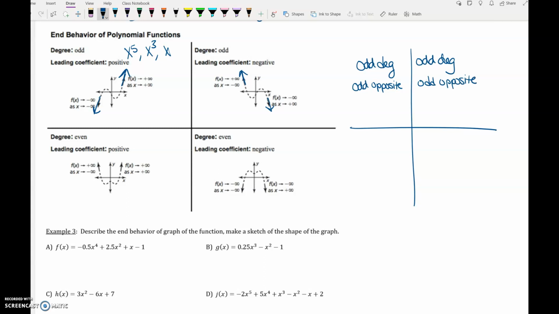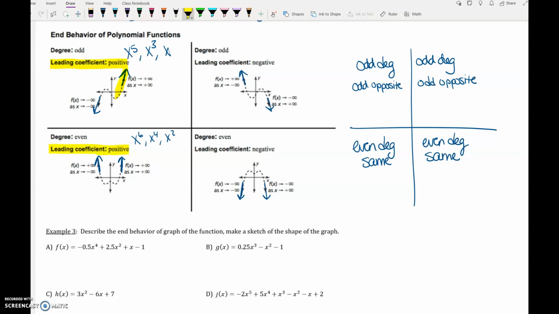Even degrees are things like x to the 6th, x to the 4th, x squared. Your largest exponent needs to be an even number. And what I want you to notice is that the ends point in the same direction. So even degree, it's going to be in the same direction. The difference depends on the leading coefficient. The leading coefficient is always going to control the right side of the graph.